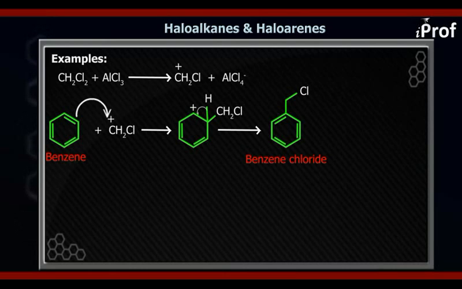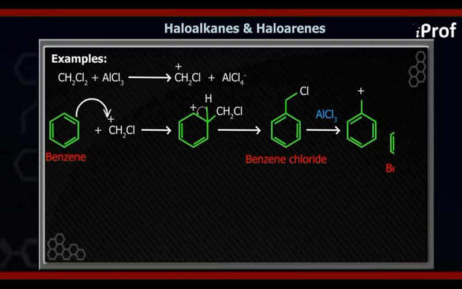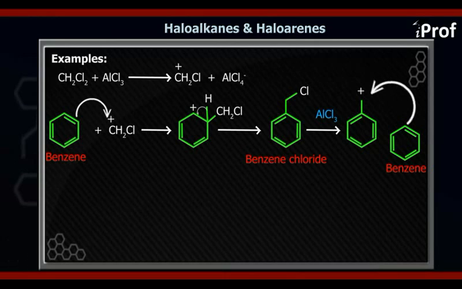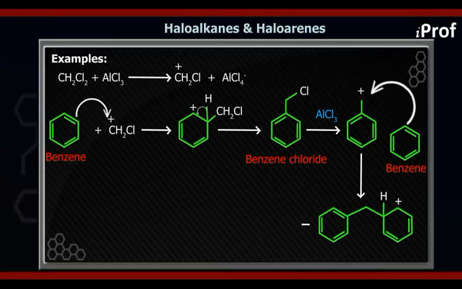Now what will happen in this reaction is that once you get the benzyl chloride, which is the RX, you have benzene already in the solution. So this benzyl chloride will react again with the AlCl3 and form a benzylic carbocation, which you know very well is a stable carbocation. Now this benzyl carbocation functions as an electrophile, and the benzene ring will attack this benzylic carbocation again, and hence the product formed will be diphenylmethane.